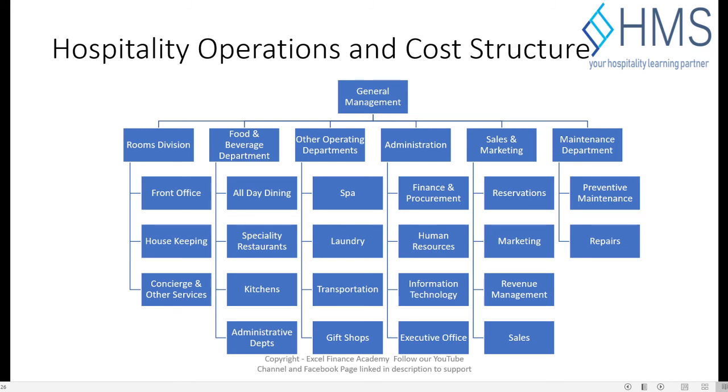The administrative department will include finance, human resources, information technology, and the executive office, which is usually the GM's office. Each spa, laundry, all-day dining restaurant, or front office will not have its own accountants, HR, or IT department. So all those departments which serve everybody are usually consolidated into one department at the hotel level, so that services are provided to everybody equally. Procurement and everything else is done through the administration office.